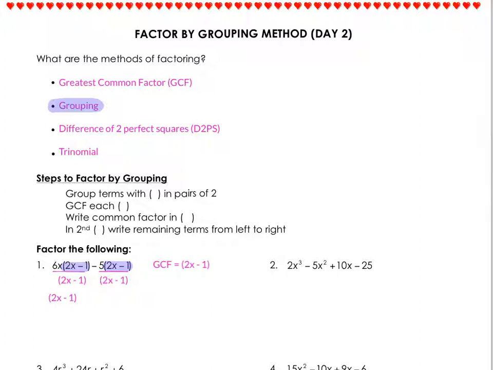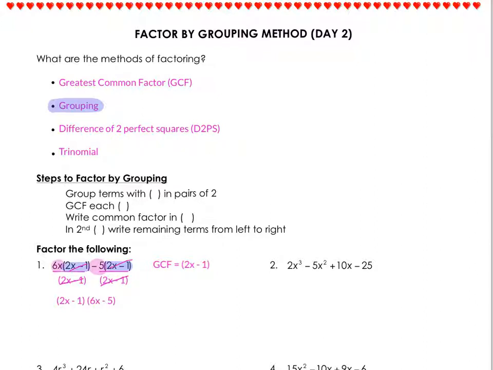And then if we look at our steps for factoring by grouping, we write that common factor in parentheses out front. That's the first step. And then in a second set of parentheses, write the remaining terms from left to right. So that's the things that I don't have highlighted. And the reason it's the things that I don't have highlighted is because the 2x minus 1 is all grouped together. That entire group cancels with this one. And the same thing here. So all that's left is this 6x on the left and the negative 5 on the right.